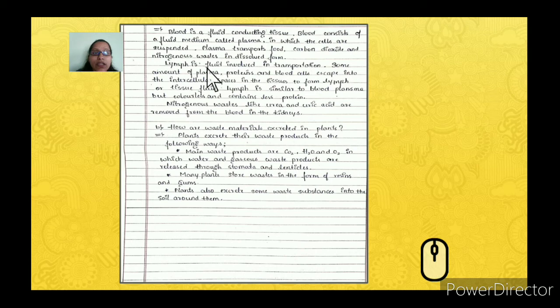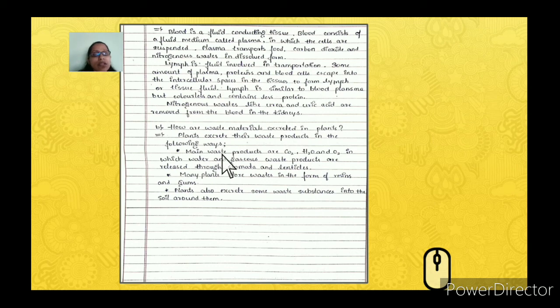Next, coming to lymph, it is a fluid involved in transportation. Lymph contains some amount of plasma, proteins and blood cells that escape into the intercellular spaces in the tissues. Together they form the lymph or the tissue fluid. Lymph is similar to blood plasma and colorless, and it contains very little protein. Next, coming to nitrogenous waste like urea or uric acid, they are removed from the blood in the kidneys. From the kidneys it is excreted out.